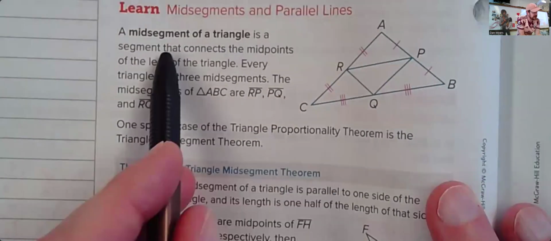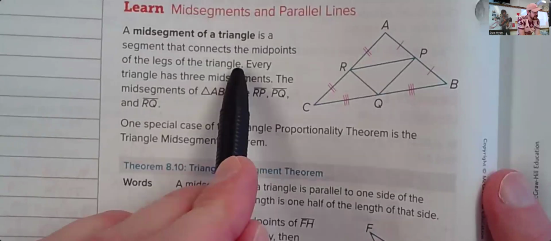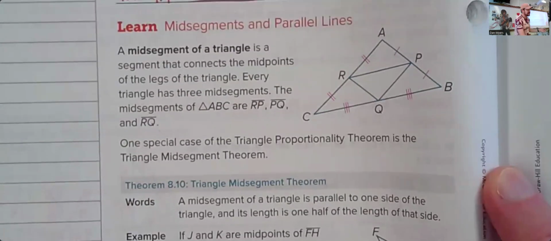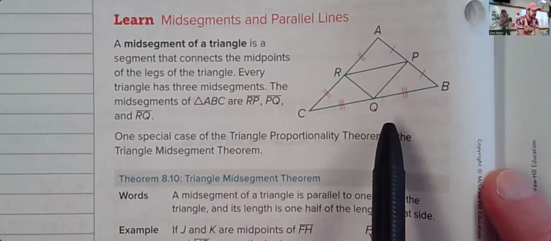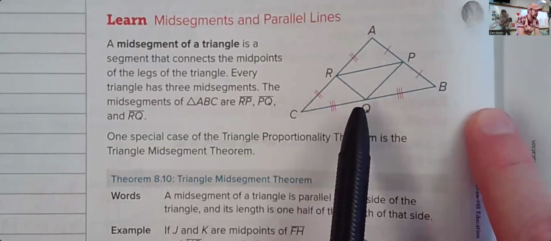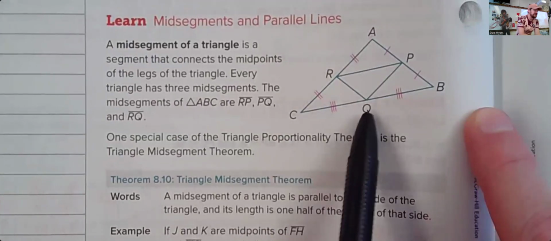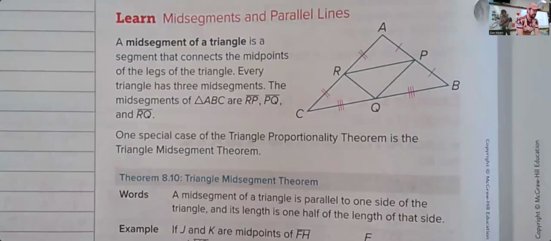A mid-segment of a triangle is a segment that connects the midpoints of the legs of the triangle. So RQ is a mid-segment because it connects the midpoints of CB and CA. The midpoint of CB is Q. Midpoint of CA is R. Connecting those two makes a mid-segment.